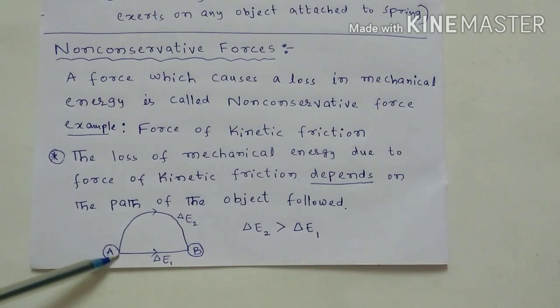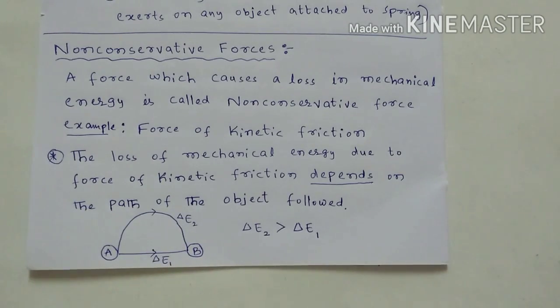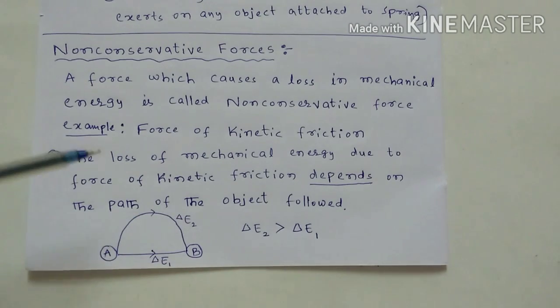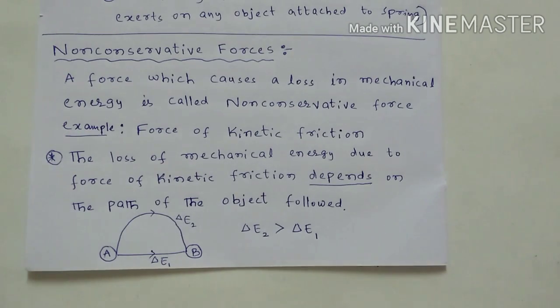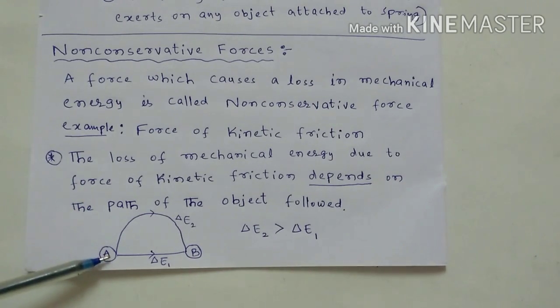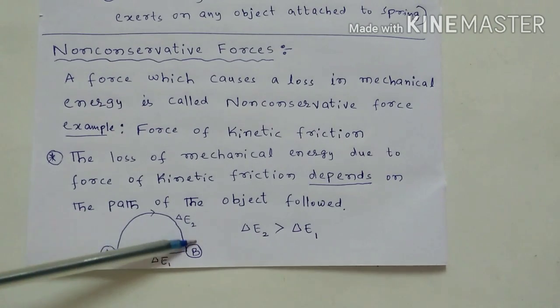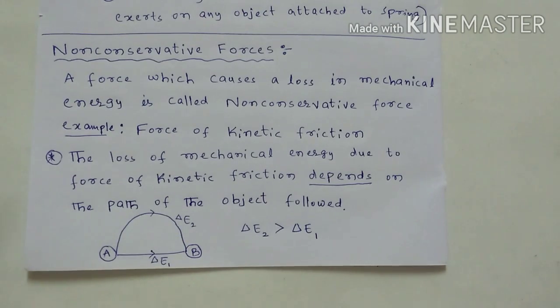So when the object is moving from here to here, if the path is bigger, the loss in mechanical energy is more. That loss in mechanical energy will actually be converted into heat energy. When one object is moving on another object, because of friction, the force of kinetic friction, there will be loss in mechanical energy that will be converted into heat energy. You cannot get back the equivalent in mechanical form. That is why I am calling it a loss. You got it now? The major difference is only that. Non-conservative force depends on the path, but conservative force is independent of the path. Okay, I hope you understood.